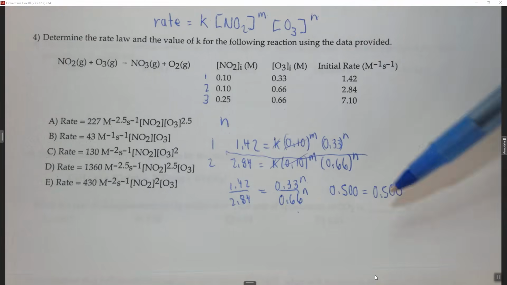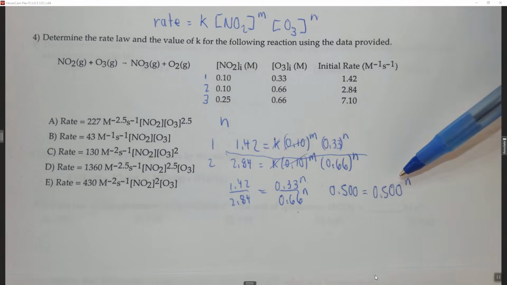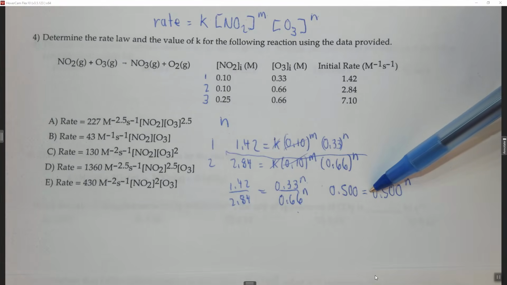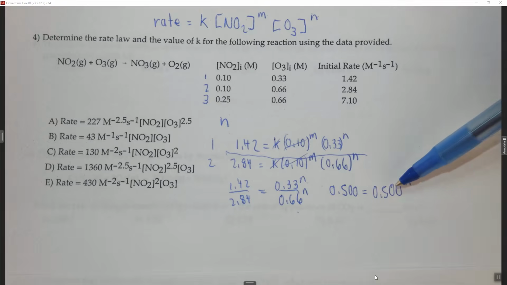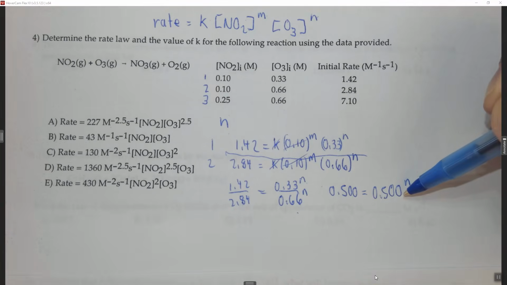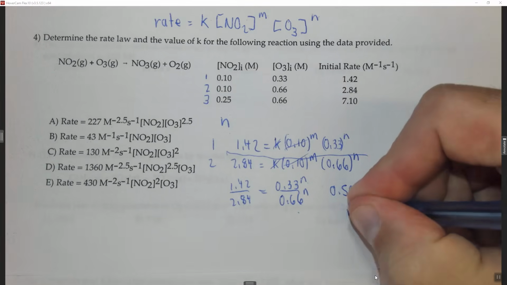Okay, now in this case, what you would normally do to solve this is take the log of both sides. Why? Because a logarithm is exponential, so therefore the exponents become multiplicative. Said another way, if you take the log of 0.5, it doesn't equal the log of 0.5 to the n, it equals n times the log of 0.5. Then you can solve it. But in this case, that's completely unnecessary. Why? Because you have 0.5 equals 0.5 to the n. N has to equal 1.